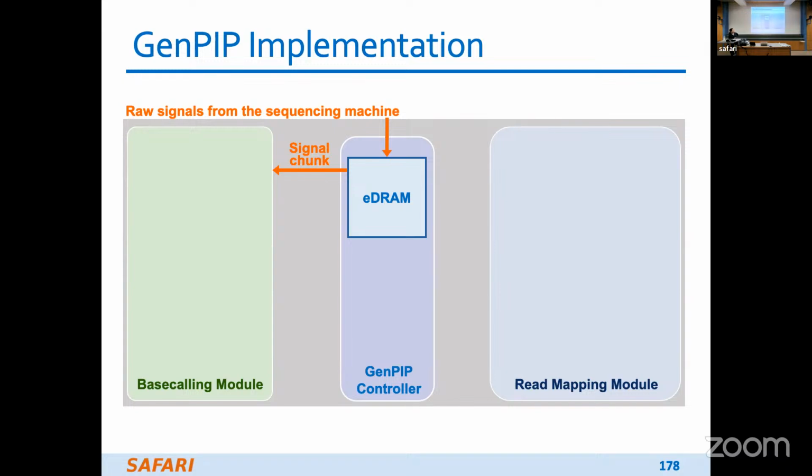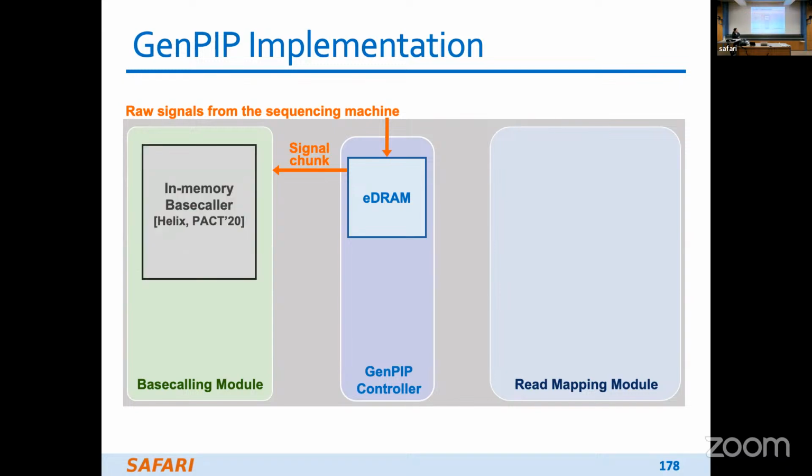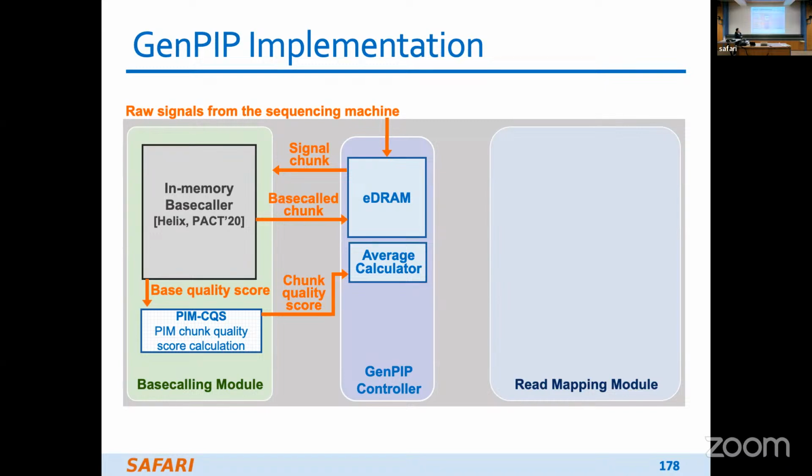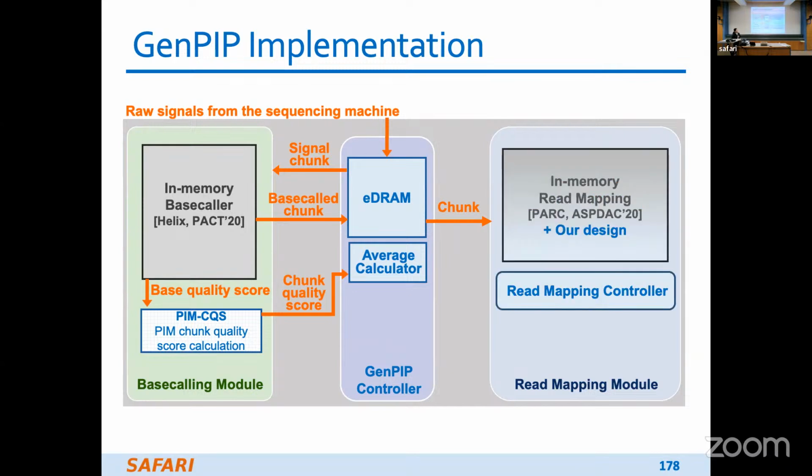And then the eDRAM forwards the signal chunks to the in-memory base caller. As I mentioned before, the in-memory base caller is a processing-using-memory accelerator designed for machine learning applications. And it can forward the base called scores to the PIM-based chunk quality score calculation that we designed, an in-memory calculation for the chunk quality scores. And then it forwards the base called chunks along with the chunk quality scores to the GenPip controller. And the GenPip controller forwards the chunk to the read mapping module to do the in-memory read mapping. And it will send the read mapping results to the storage.